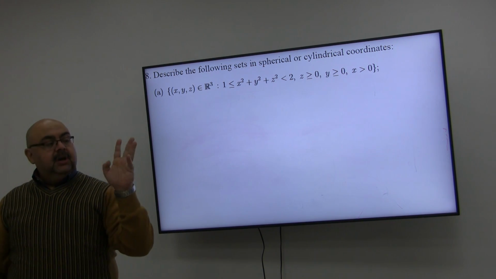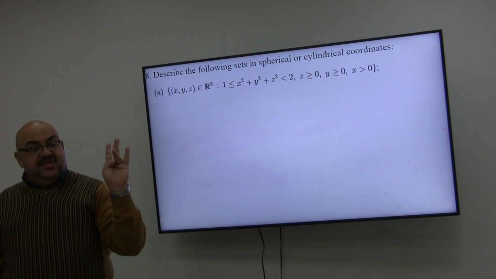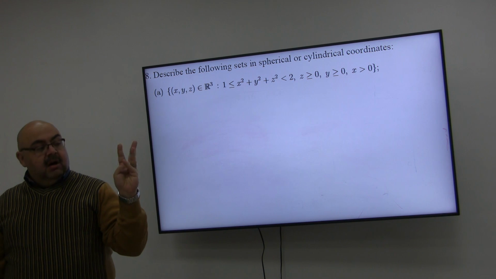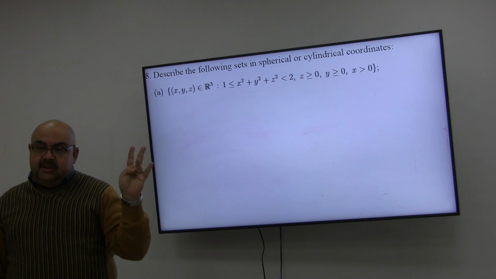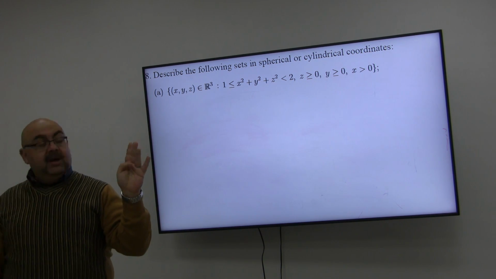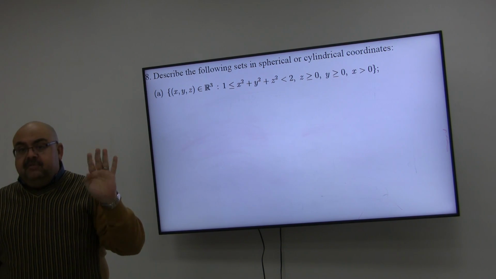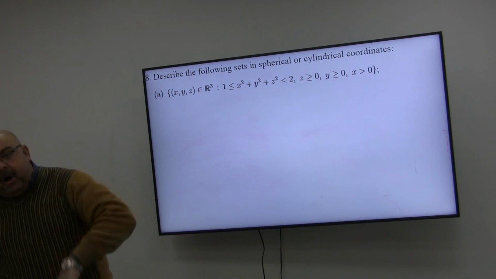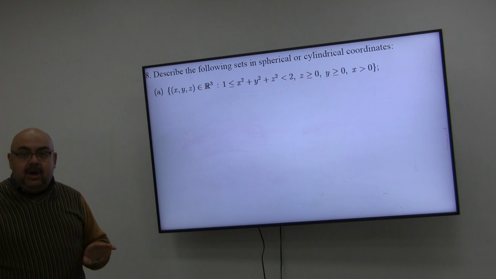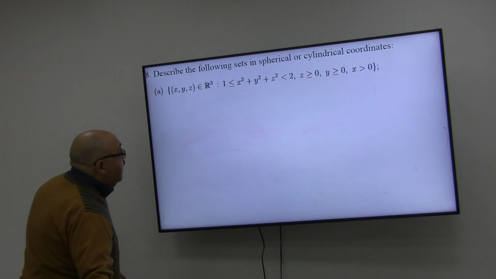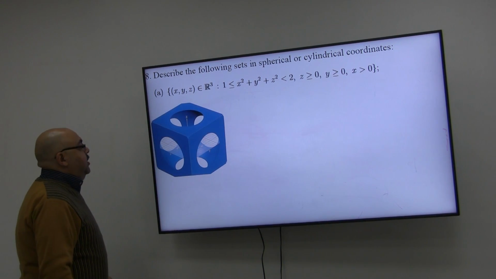So I will be talking about r, theta, and phi. R runs from 0 up to infinity. Theta runs from 0 up to 2 pi. And phi from 0 up to pi. Those are the limitations of the spherical coordinates. And of course, the relation connecting them.